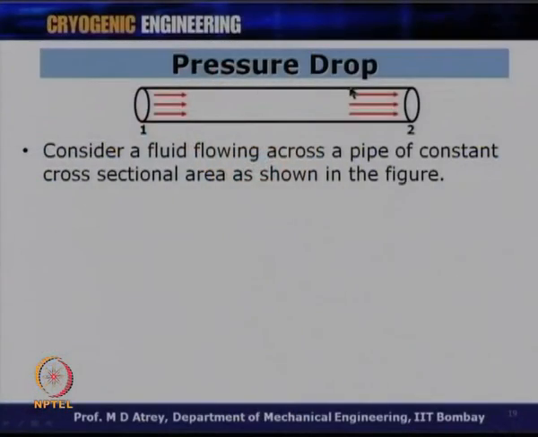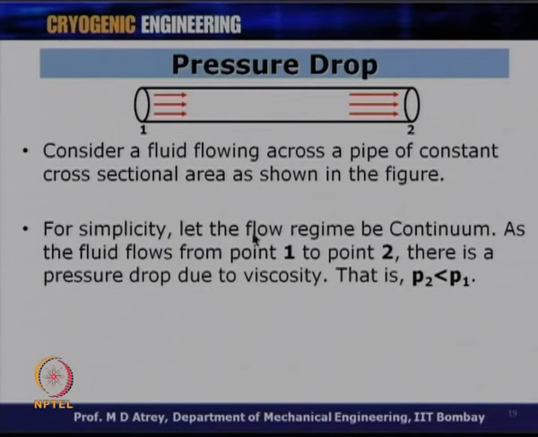So, we know that in a pipe, if the fluid is travelling across a pipe of constant cross section area as shown in the figure, we will have a pressure drop from 1 to 2. For simplicity, let the flow region be continuum. As the fluid flows from point 1 to point 2, there is a pressure drop due to viscosity, and therefore the pressure at point 2 will be less than the pressure at point 1. So, P2 is going to be less than P1 because of friction, because of the surface conditions, and because of the viscosity of the fluid.